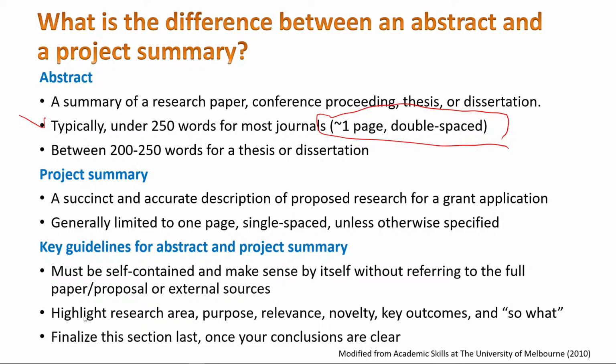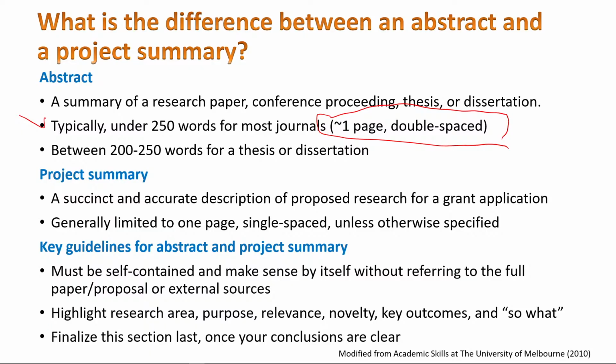Now here is what we already did before. It should highlight your research area, the big picture, the purpose of this work, why it is important, the novelty, the key outcome, and the so what. That would be the outcome, and this is the so what, or the impacts of your research. So that's what I was telling you.